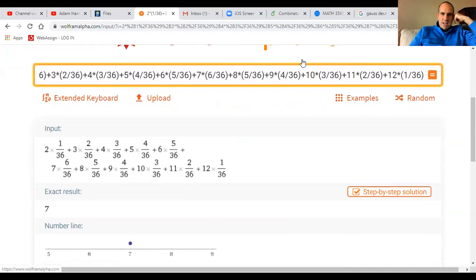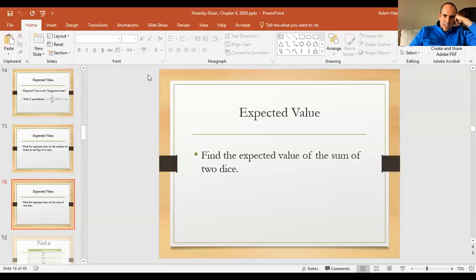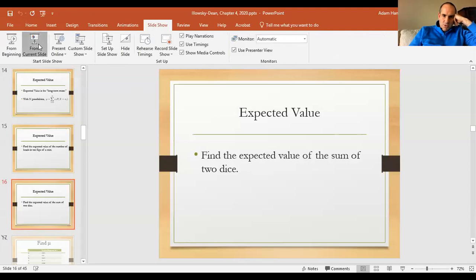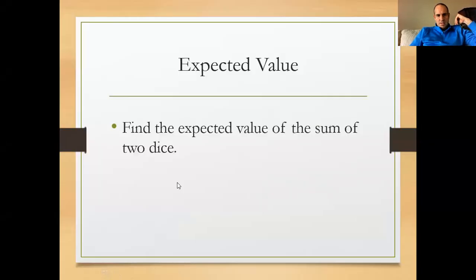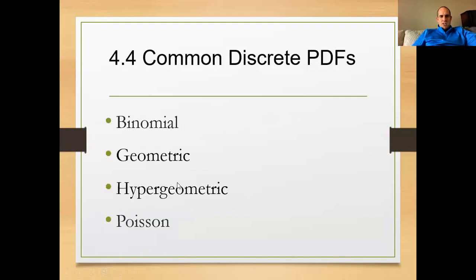All right, so let us go back to the slideshow here. Let's just go from current slide. Okay, so we did that. Let's talk about some common discrete PDFs. Remember what a PDF is? That's called the probability distribution function, or sometimes the word density is used. Also, PMF for probability mass function is fairly common terminology. We're going to talk about all of these.